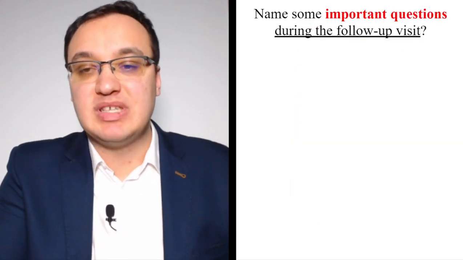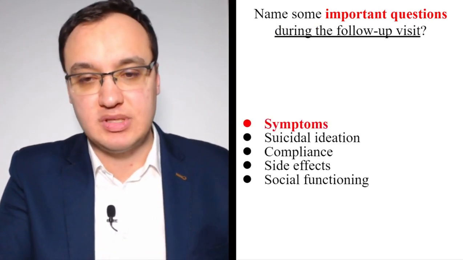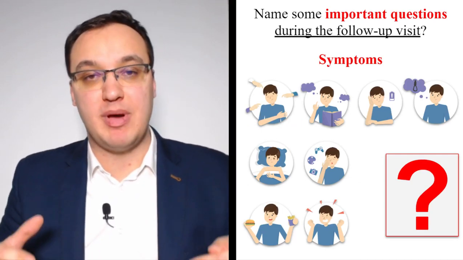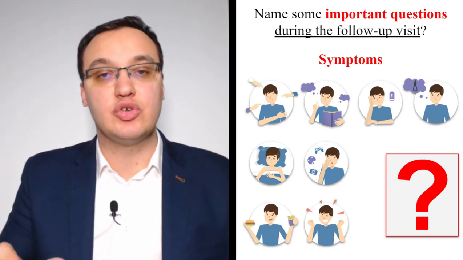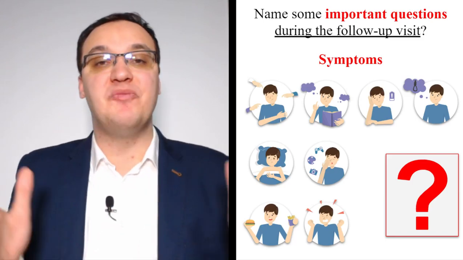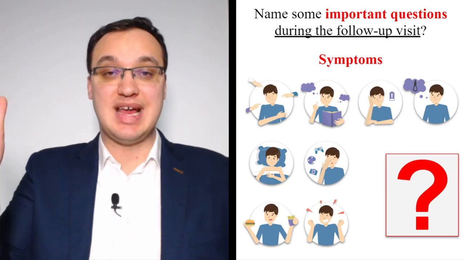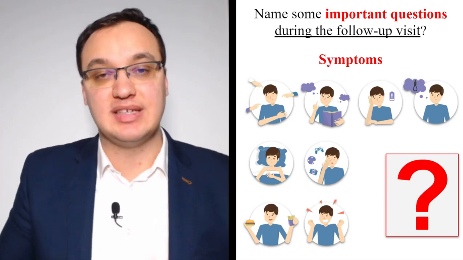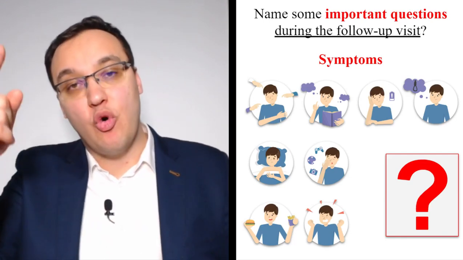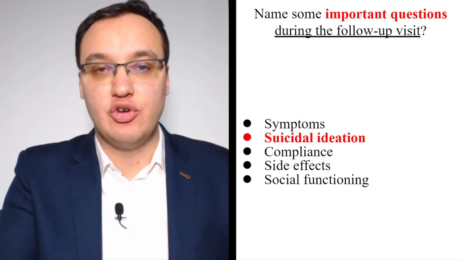Okay. Name some important questions during the follow-up visit. So which are the questions that I will ask during the follow-up visit? We have symptoms. So which symptoms does this patient have? And as we know, I made a presentation about the PHQ-9 questionnaire. This is a very good questionnaire. You have 9 questions. You ask these 9 questions, and then you can see at each follow-up visit how this patient is responding to these 9 questions, and therefore you can standardize the score that the patient has. And then you can do a graph, and you see if the patient is doing better or worse. And this is a very good thing to do. So PHQ-9 questionnaire, please look at that video.